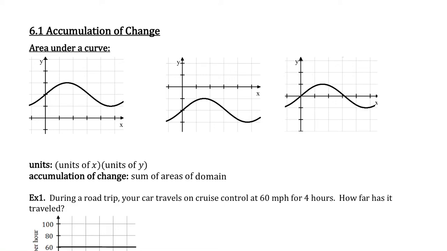Okay, in chapter 6, we're going to start looking at the accumulation of change, and we will continue to do so for several chapters. Okay, so for 6.1, the first idea they introduce is the area under the curve. This is the curve they're talking about. It doesn't have to be curvy, whatever that is graphed. When they say the area under the curve, they actually mean the area between the graph function and the x-axis.